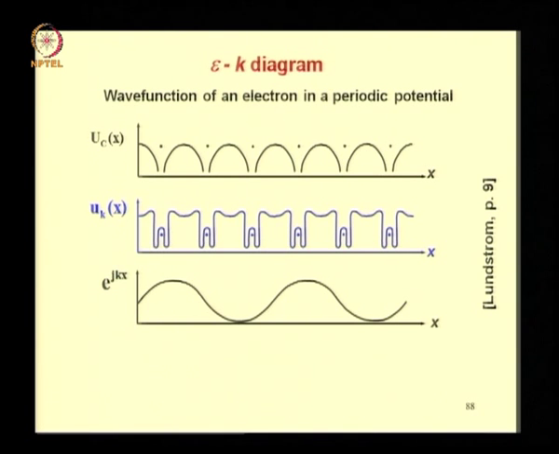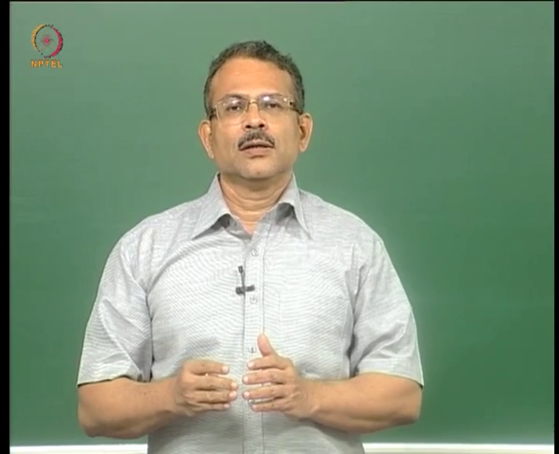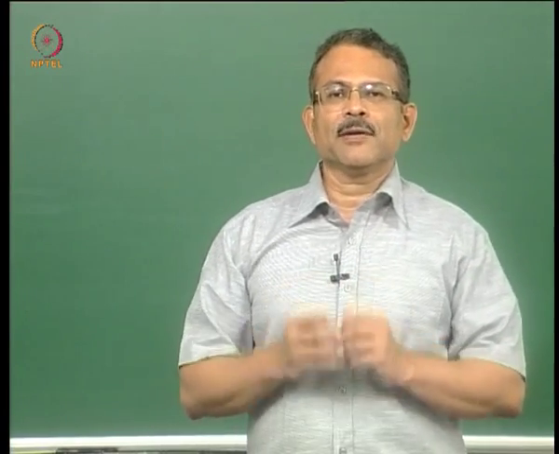Now, when you multiply these two, u of x and e power j k x, you get the wave function. Now, you see that the wave function is fairly complex. This wave function is obtained by multiplying this function and this function. So, this gives you some idea of the various functions that are there in the solution of the Schrodinger's equation for periodic potential. Now, let us move on to show how E is a periodic function of k.